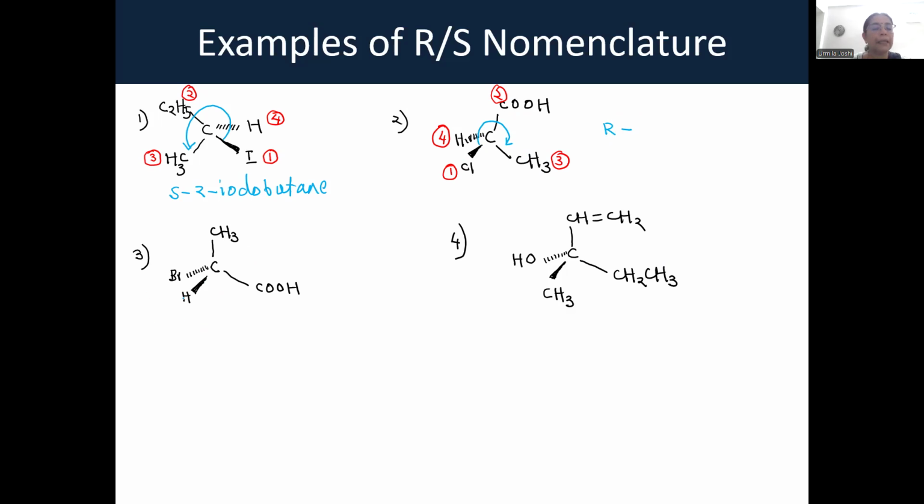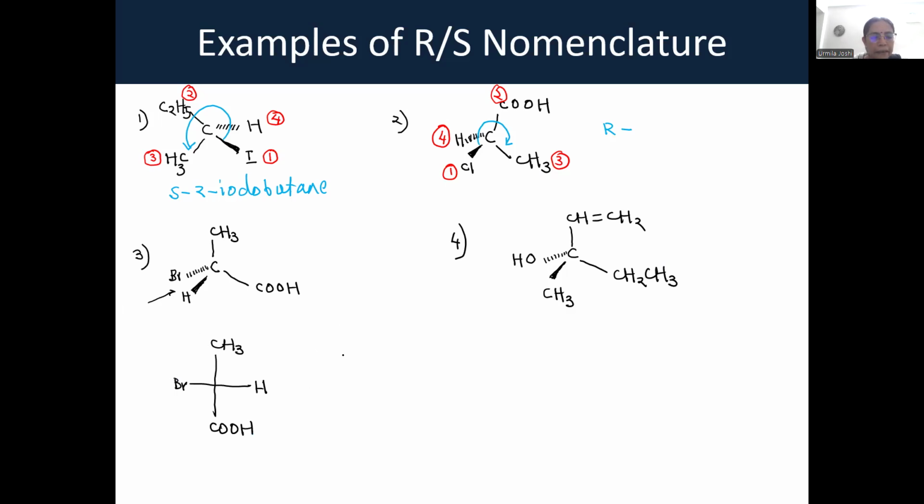Now come to this. Here, 4th priority is not pointing backwards. So what you do, you convert it to Fisher structure. Now for converting it to Fisher structure, whichever 2 substituents are in the plane of your paper, put them on the horizontal line. CH3 is pointing upwards. COOH is pointing downwards. Now look from here. Irrespective of which method you use, if you look in between these two, H is going to be on your right and Br is going to be on your left.